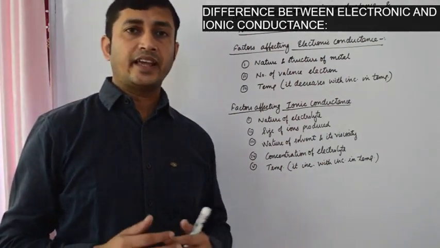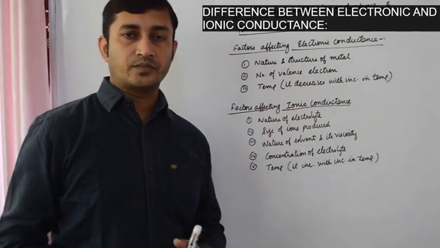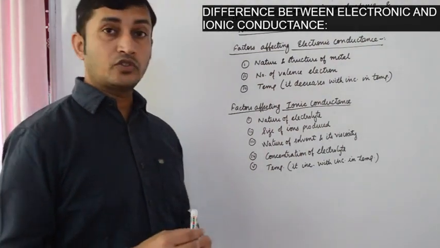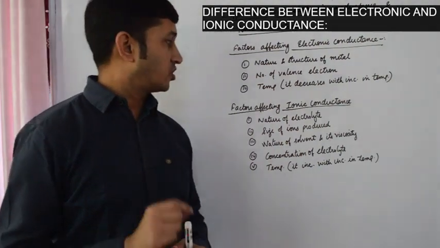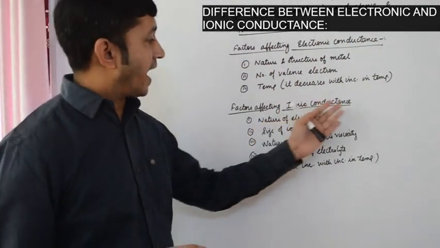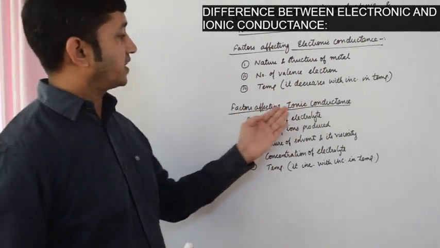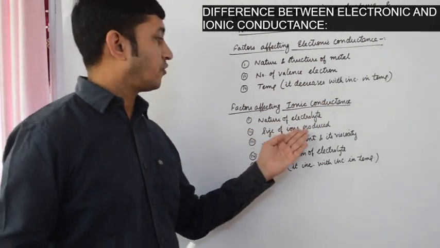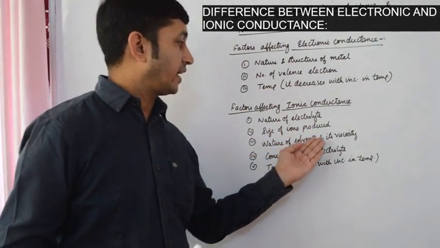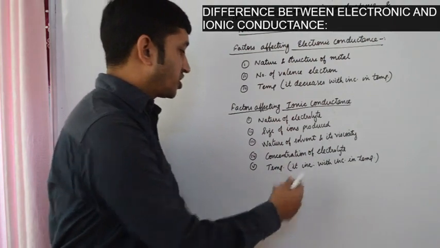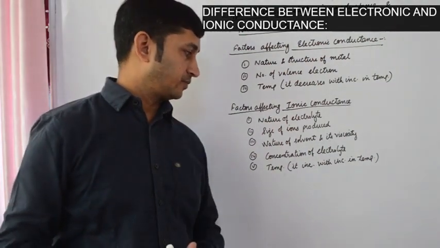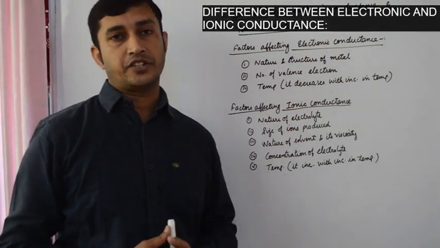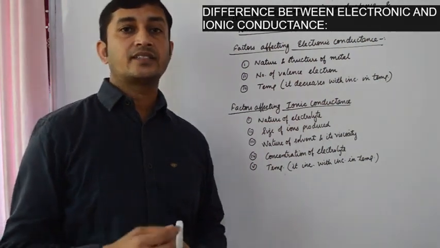On the other hand, in any electrolyte, when it is dissolved in water, it provides ions. So there the conductance of current is due to the motion of ions. Such conductance is known as ionic conductance. The main factors affecting ionic conductance are the nature of electrolyte, whether it is strong or weak, the size of ions, the nature of solvent and its viscosity, the concentration of electrolyte, and also the temperature. Here the ionic conductance increases with increase in temperature, because on increasing temperature the ions start moving at a faster rate.